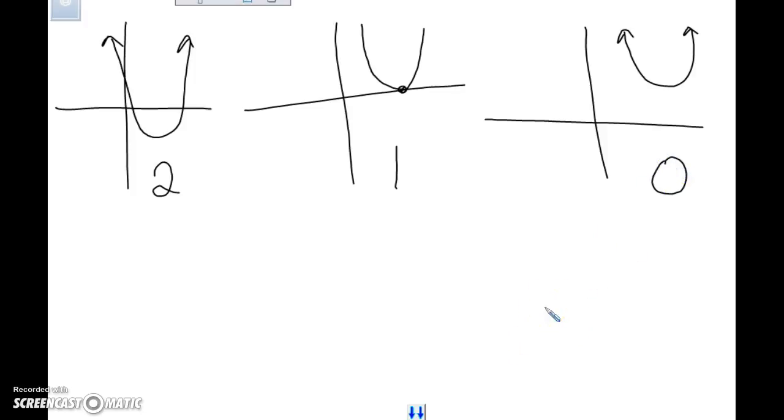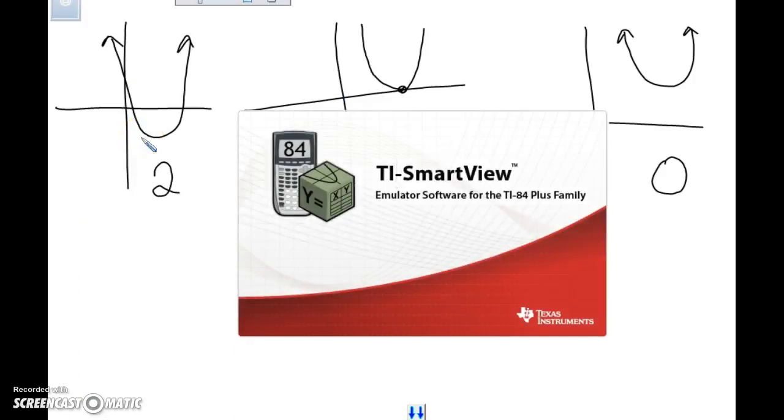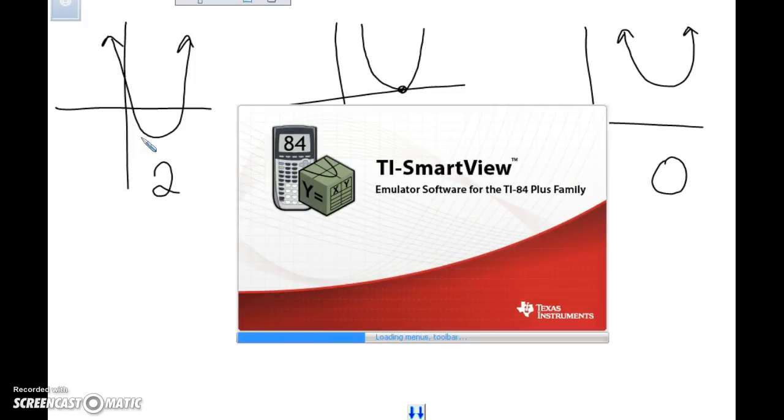So what we're going to do is try to predict which type it's going to be using some examples off your chart here with our calculator. I'm going to do the first one with you. In your calculator, we're going to type in the very first equation, and we're just going to make an observation about how many times it hits the x-axis.